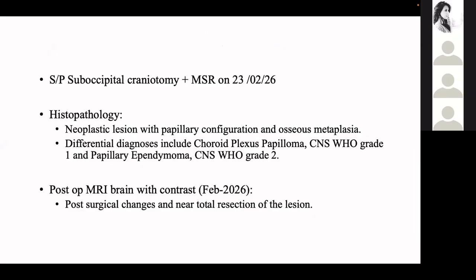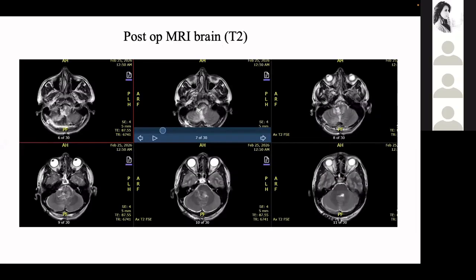So this patient underwent suboccipital craniectomy plus maximal safe resection on 23rd of Feb 2026. Histopathology reported as neoplastic lesion with papillary configuration and osseous metaplasia. Differential diagnoses include choroid plexus papilloma, CNS WHO grade 1, and papillary ependymoma grade 2. Post-op MRI brain with contrast was done in Feb 2026. Post-surgical changes and near total resection of the lesion was reported. So these are the post-op images, Dr. Shah.